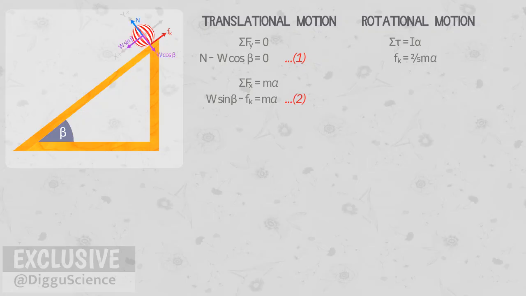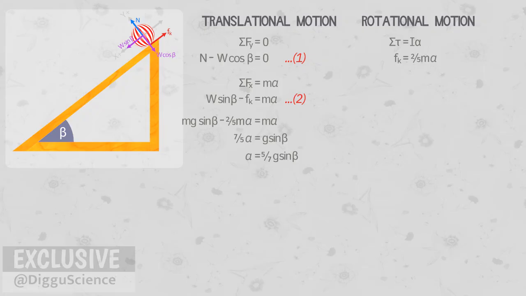We can manipulate some of these equations to find the acceleration of the ball. The easiest way is to substitute equation 3 into equation 2. The gravitational force is mg. We can simplify this equation to 7 over 5 a equals g sine beta. Or, a is equal to 5 over 7 g sine beta.